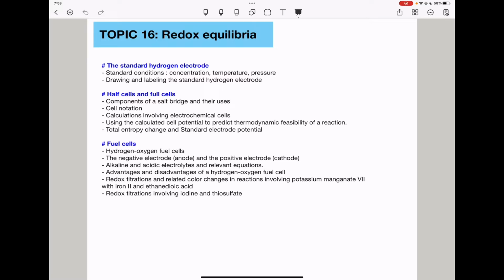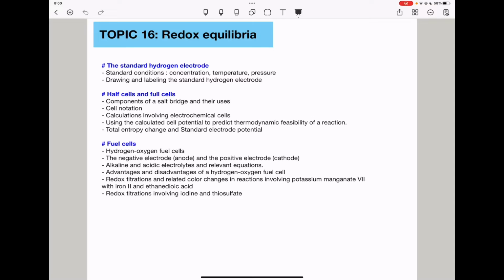They could ask you about cell notation, and again, this is usually section A, so please make sure you fully understand cell notation. Ensure that you understand calculations involving electrochemical cells, also using calculated cell potential to predict thermodynamic feasibility of a reaction. This is the most common part, and this can be linked usually to vanadium and zinc. Zinc being used as a reducing agent, and vanadium moving from vanadium 5, vanadium 4, vanadium 3, vanadium 2, and so on. You also need to understand how you can link total entropy change and standard electrode potential.